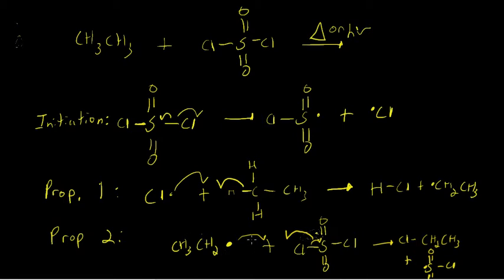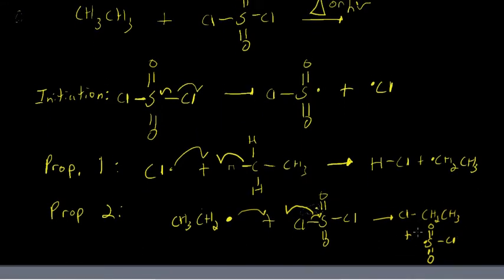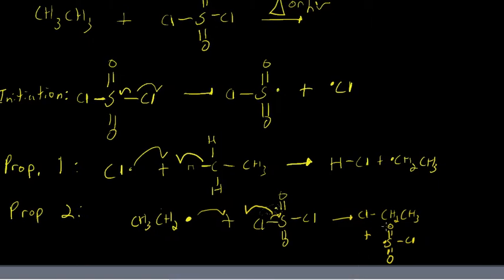This radical, the ethyl radical that's used in propagation step 2, is indeed furnished in propagation step 1. But this chlorine radical is not furnished in propagation step 2, but it's used in propagation step 1. So we need to furnish a chlorine radical, and the mechanism we've written so far does not accommodate the furnishing of a chlorine radical. So how can we amend what we have here to furnish a chlorine radical?